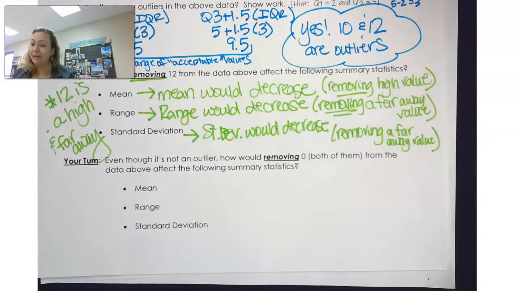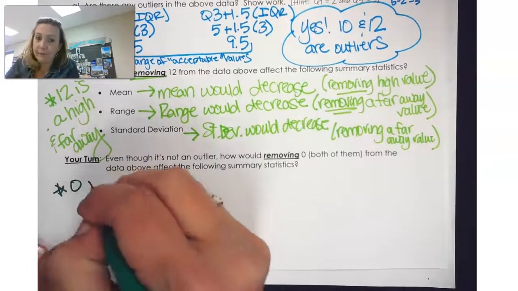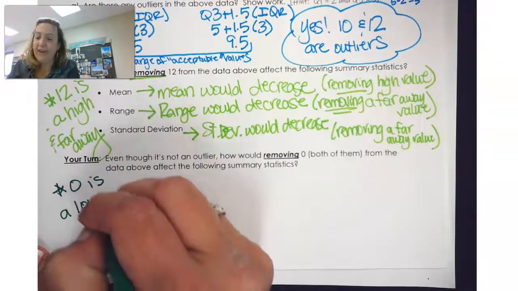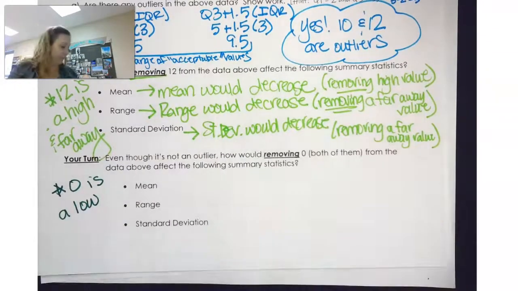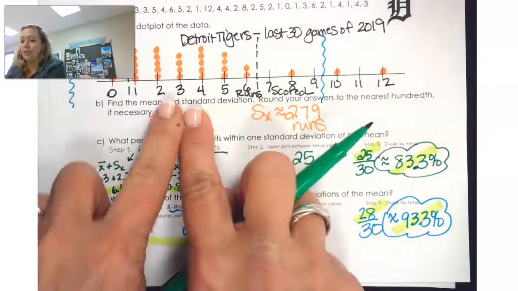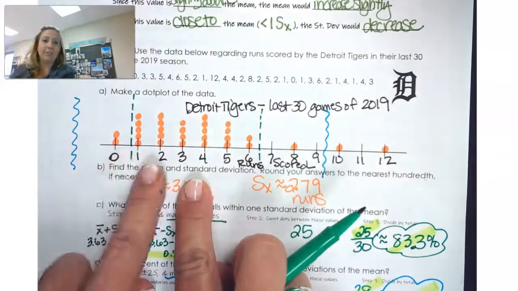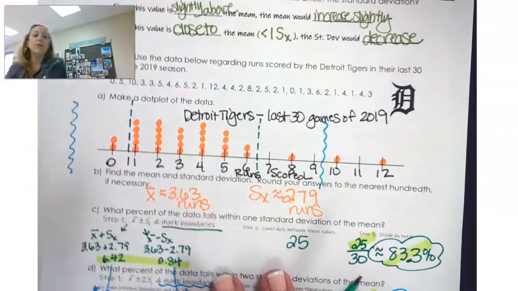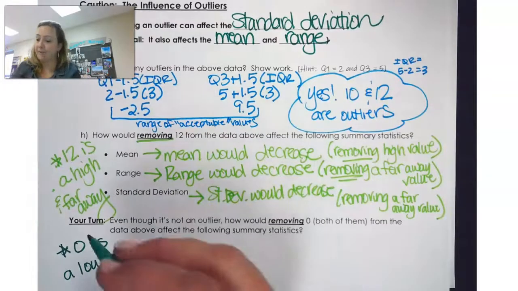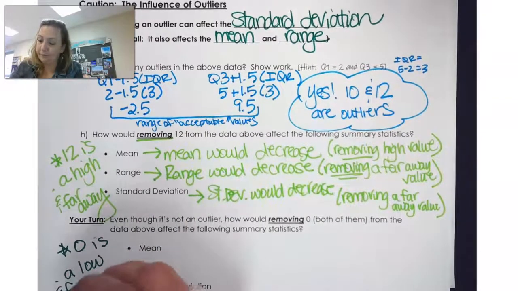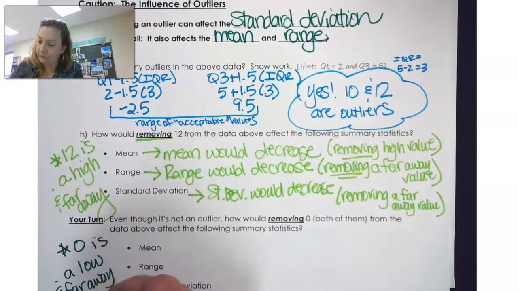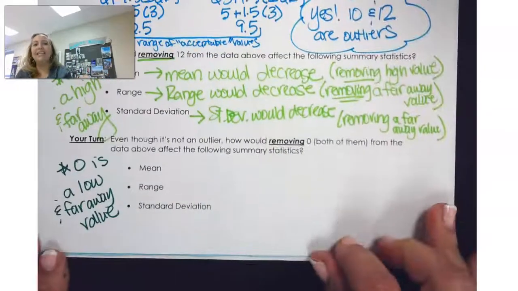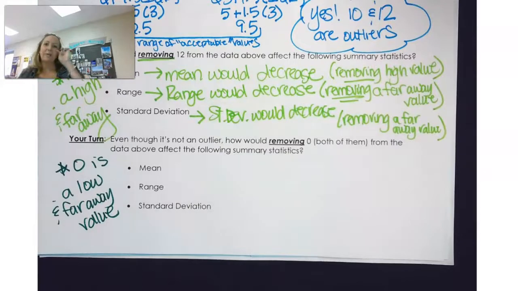While you're thinking about this, I want you to remember that 0 is a low value. And if we look back, 0 is outside of that 1 standard deviation. So 0 is also considered a far away value. Okay. So let's say you took out those zeros. How is that going to affect these summary statistics? Press pause and see if you can figure it out.